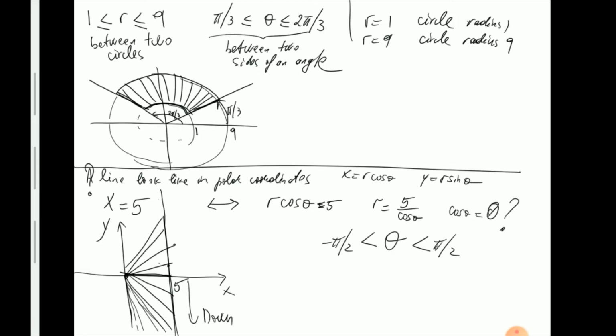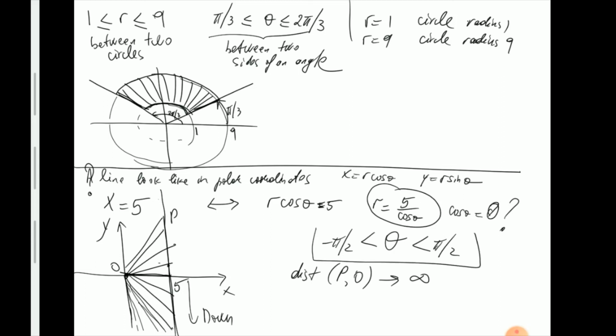So as theta approaches pi over 2, that point on the line, or r if you want, approaches the point at infinity. I mean the distance from the point P to the origin O goes to infinity as theta approaches pi over 2 and minus pi over 2. So this is a valid representation, but one has to be careful to specify the domain carefully, because obviously it's not defined where cosine is equal to 0.